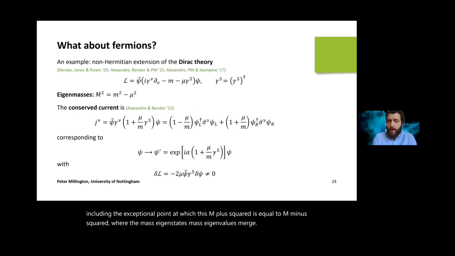So what about fermions? I've talked very much about scalars, so I just want to give a very quick overview of what we can do in terms of fermions. There's a very nice non-Hermitian extension of the Dirac theory that we can consider as a toy model. It was introduced by Bender, Jones, and Rivers in 2005, and it's the model written here. It has this mass term proportional to gamma 5. I'm working with a gamma 5 that is Hermitian, and so this mu gamma 5 term is anti-Hermitian. So it has an anti-Hermitian mass term.